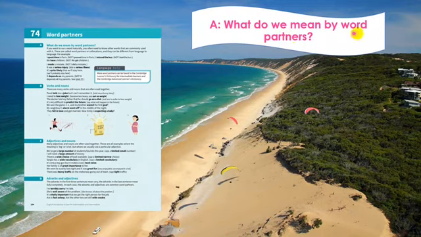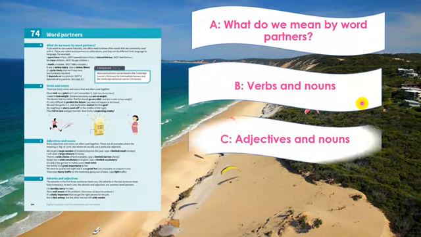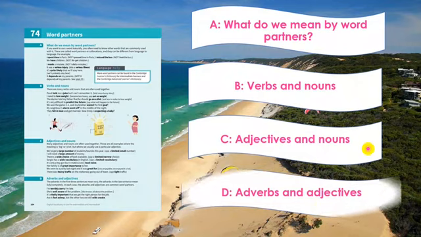What do we mean by word partners? Now, the word partners go below. Now the part B: verbs and nouns, the verbs and nouns. Now the adjectives and nouns, and adverbs and adjectives. So tomorrow, part A, the question.